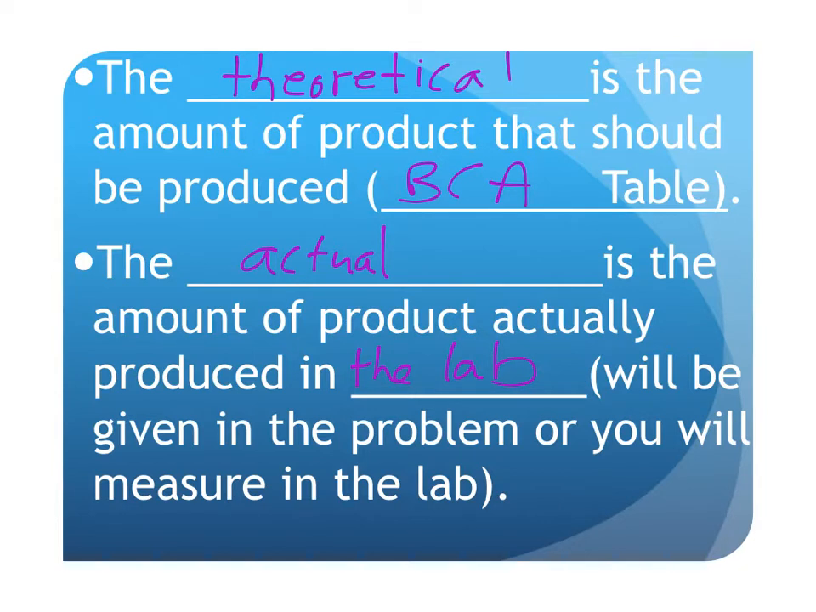Okay, so again, the theoretical is the amount of product that should be produced. So we're going to do that doing our BCA table or just doing our stoichiometry. The actual is what you actually get in the lab. So if you're doing the experiment, you can find the actual yield by going over to the balance and getting the grams. If somebody is just having you do a problem, they're going to have to tell you what the person got.